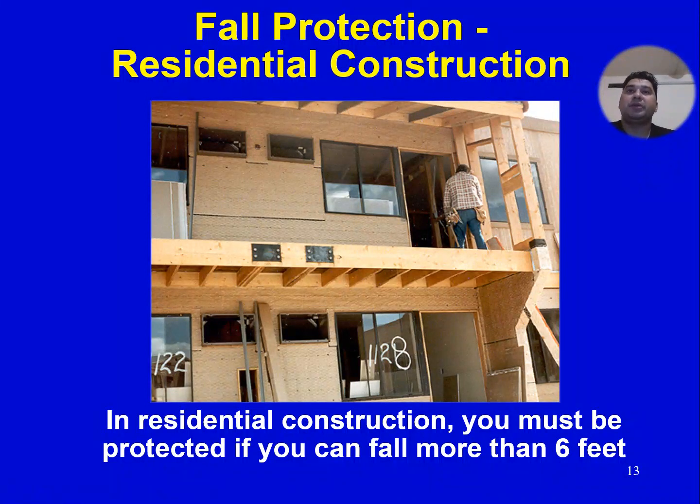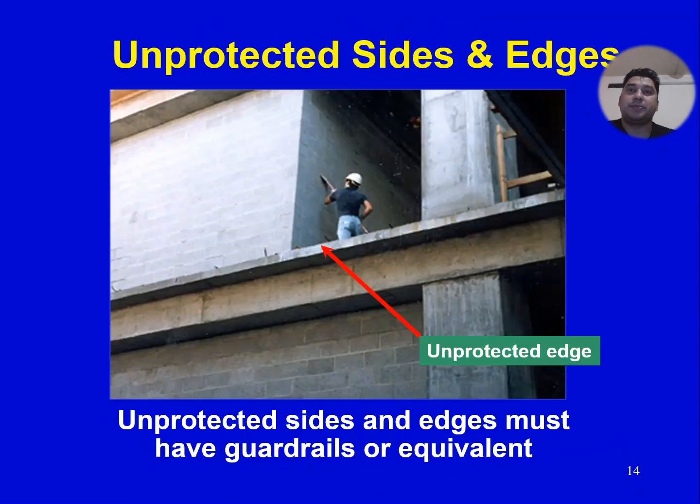Fall protection, residential construction. In residential construction, you must be protected if you can fall more than 6 feet. If you can fall more than 6 feet, then you should be protected by a personal fall arrest system or any fall protection system.